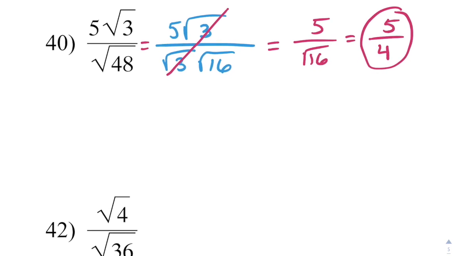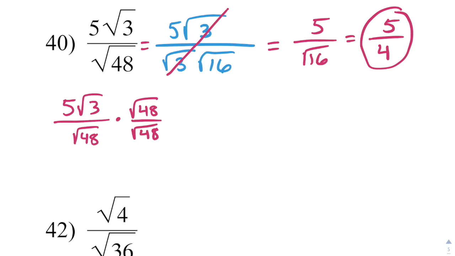Another option is to multiply it by the square root of 48 over the square root of 48. That to me is a little bit more work. This idea is called rationalizing. Rationalizing is when I take the denominator and I multiply the numerator and denominator by the denominator. Why would I do that? Well, ignore this for a second. The number square root of 48 over the square root of 48, that is the number 1.